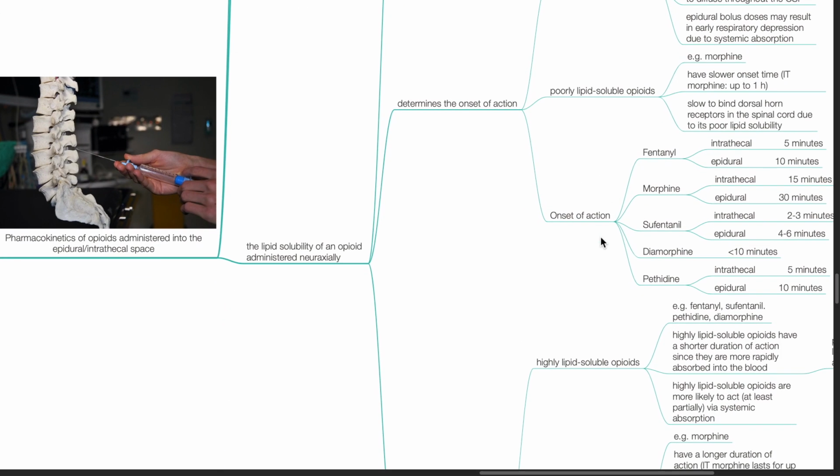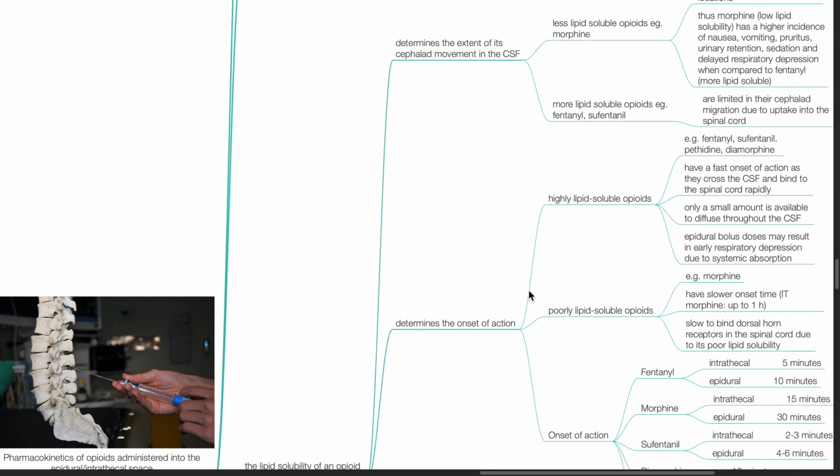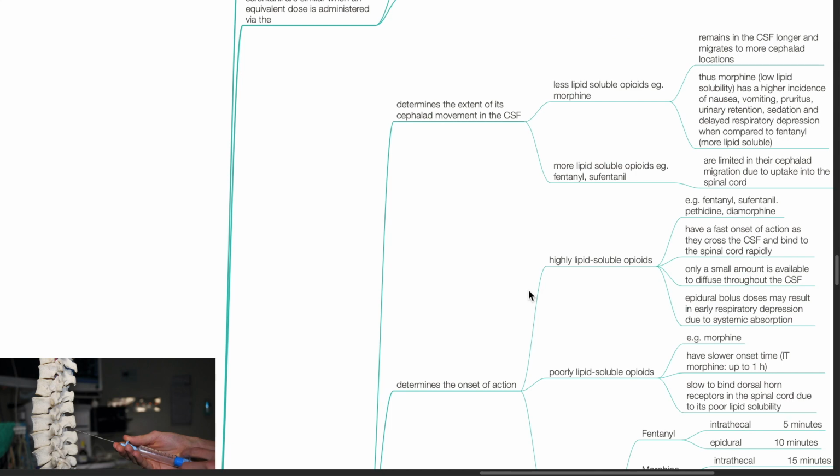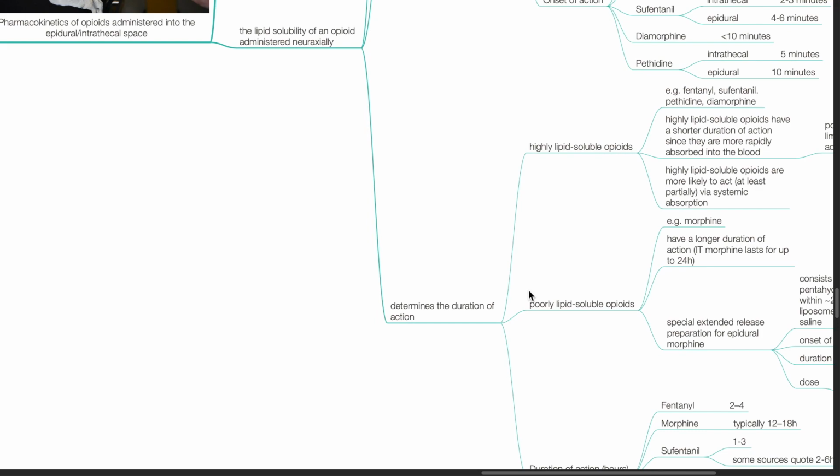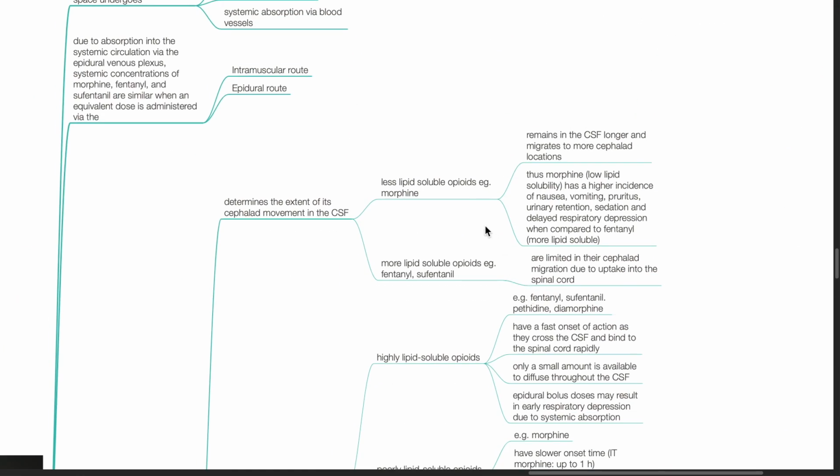The lipid solubility of an opioid administered neuraxially determines the extent of its cephalad movement in the CSF, its onset of action, and the duration of action. Less lipid-soluble opioids, such as morphine, remain in the CSF longer and migrate to more cephalad locations. Thus, morphine, which has a low lipid solubility, has a higher incidence of nausea, vomiting, pruritus, urinary retention, sedation, and delayed respiratory depression when compared to fentanyl, which is more lipid-soluble.